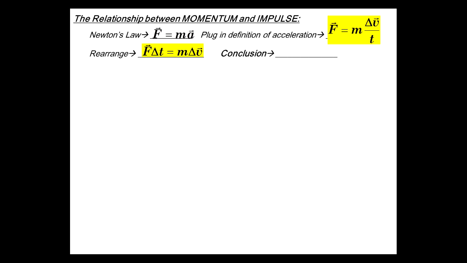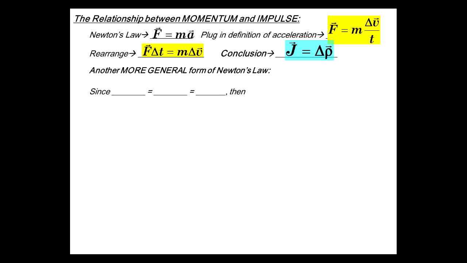So the conclusion is this. Since we've defined F delta t as impulse, and m times v is momentum, with the delta v, it's the change in momentum. Impulse is change in momentum, not just momentum. It's not correct to say impulse equals momentum, but it's how much the momentum changed.